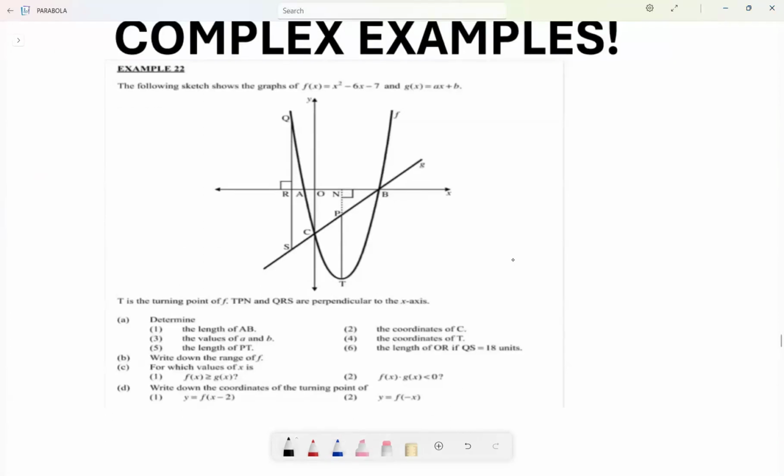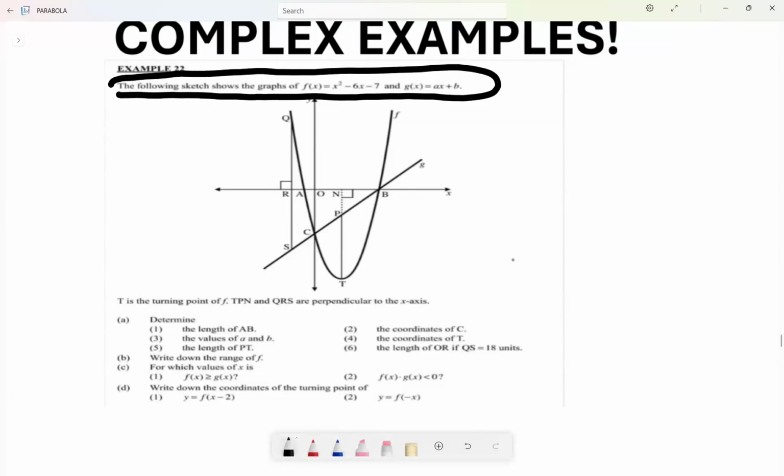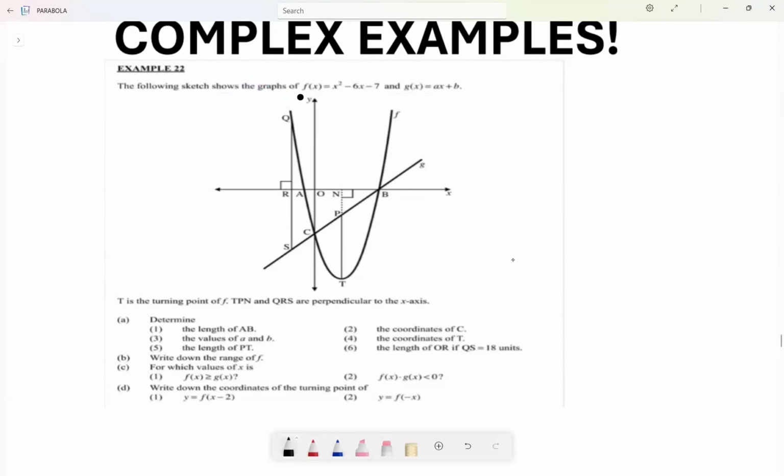Hopefully my sketch is clear. It says the following sketch shows the graph of f(x) equal to x squared minus 6x minus 7, and g(x) is equal to ax plus b. We know this is our quadratic, or let me say, our parabola, and this is our linear or straight line.